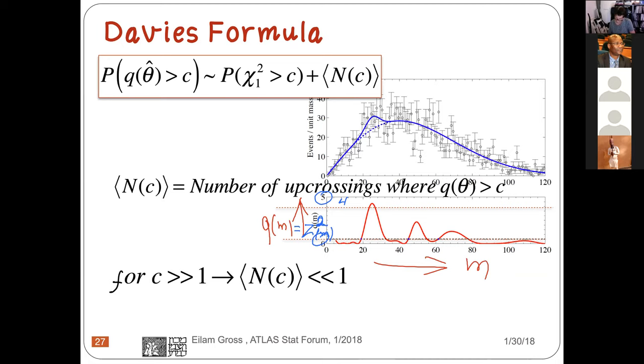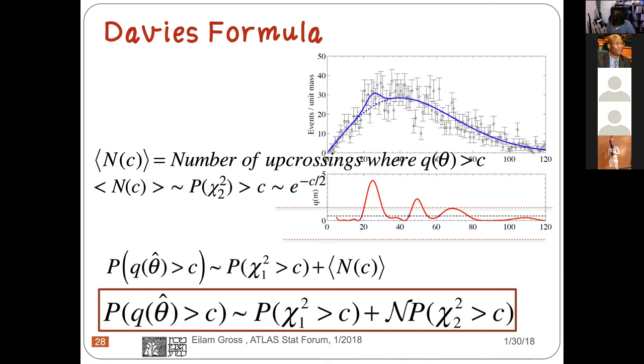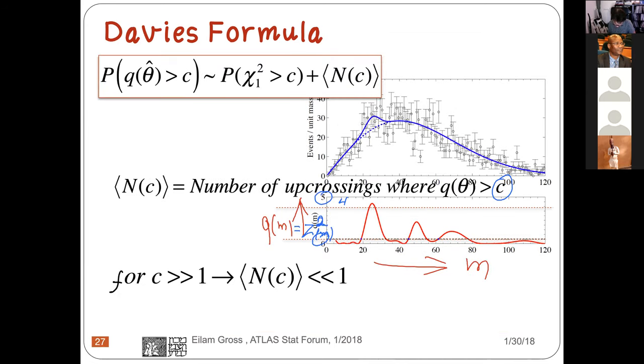Upcrossing depends on the level of the significance that I look at. You see the number of upcrossings where Q is bigger than the level C. So if I look at the level of 4 sigma, C is Z squared, so for 4 sigma, C is 4 squared, which is 16. I see that at only one place the test statistic crosses the significance level. So there's one upcrossing.